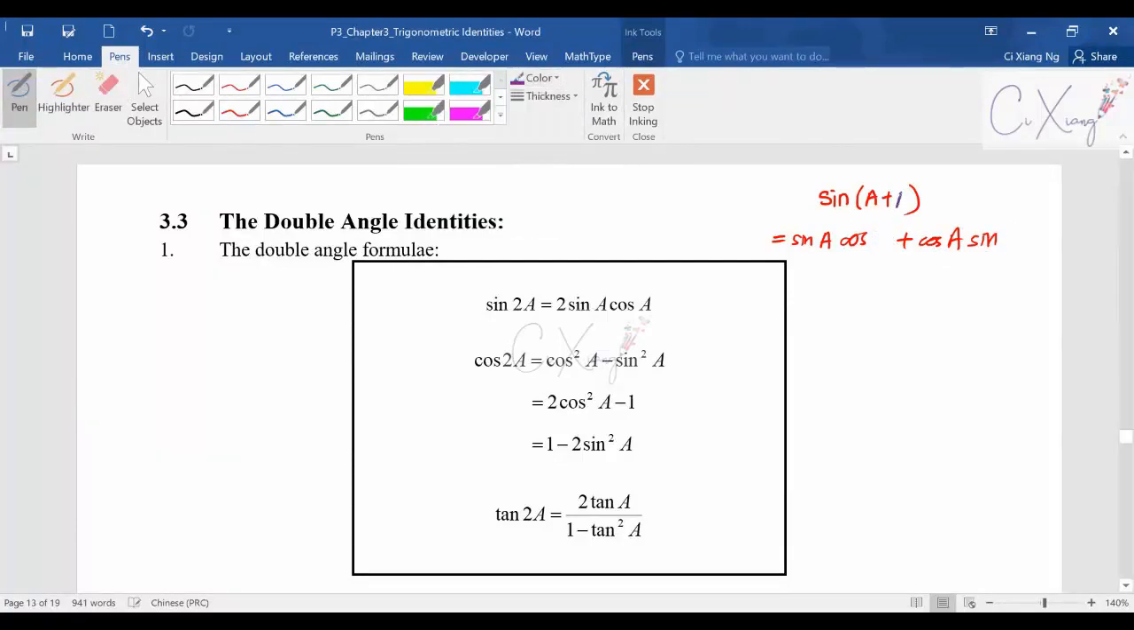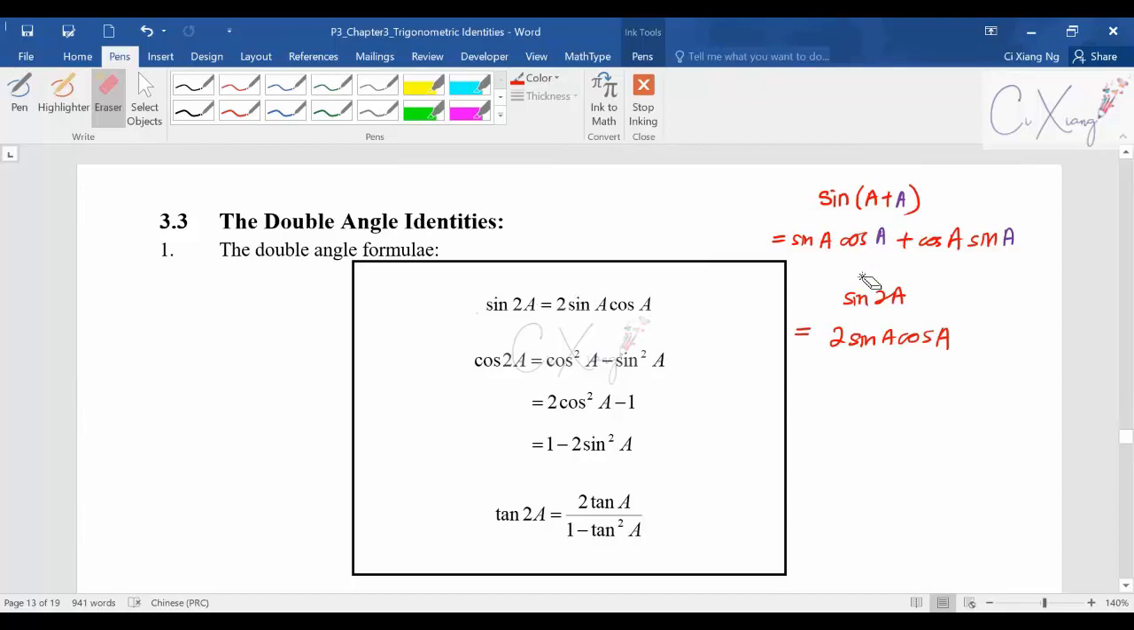So you replace B by A everywhere. If you continue, sine bracket A plus A, you'll get sine 2A. Equals to what? Equals sine A cos A plus cos A sine A. So cos A sine A and sine A cos A are the same thing, right? And eventually you'll get 2 sine A cos A. So this is how you get the double angle formula: sine 2A equals 2 sine A cos A.